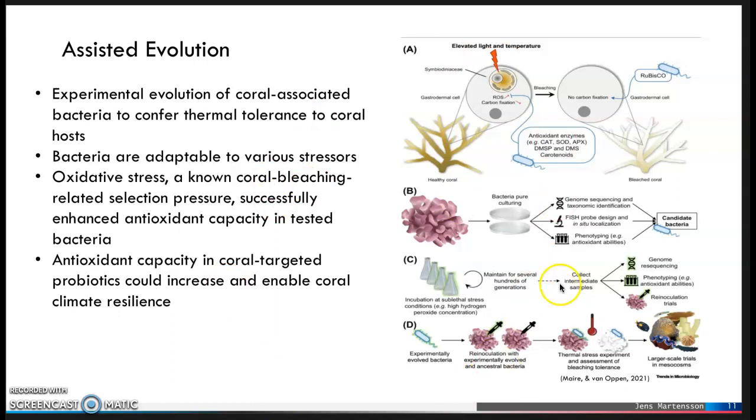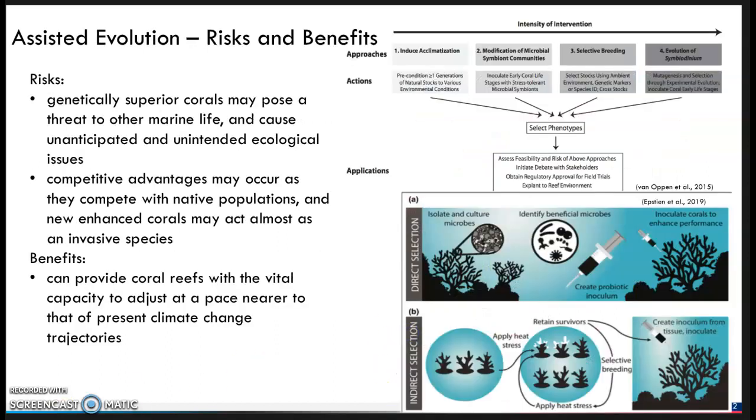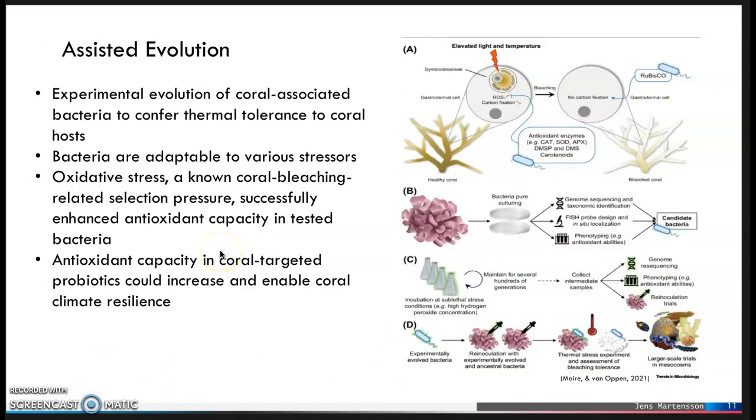So it's kind of depicted here on the right, the most important steps being here in C and D, where the phenotyping and the changing of the bacteria as it's maintained for several hundreds of generations. It is then experimentally evolved and re-inoculated into the coral microbiome. And the thermal stress is kind of transferred into the coral.